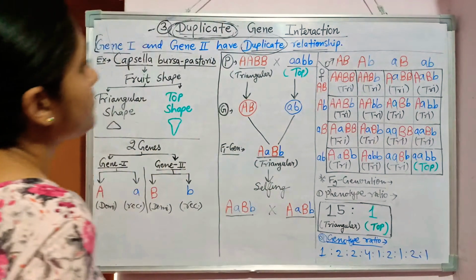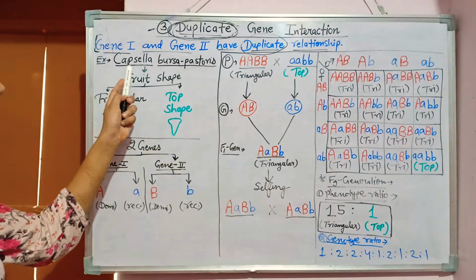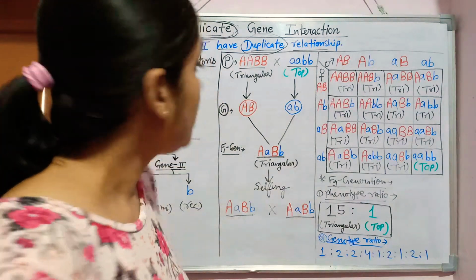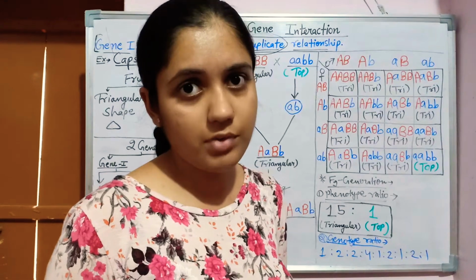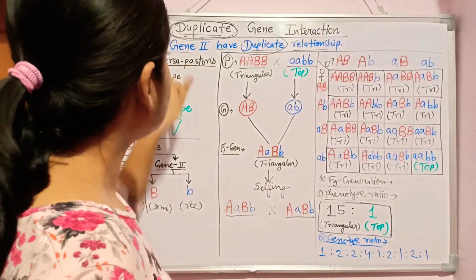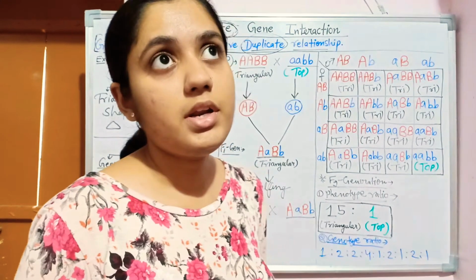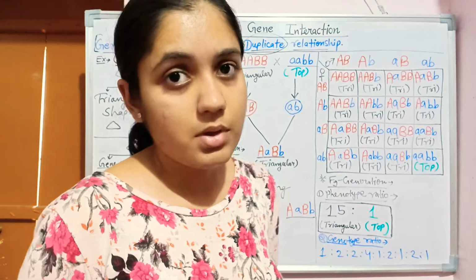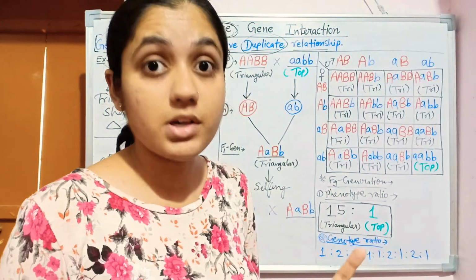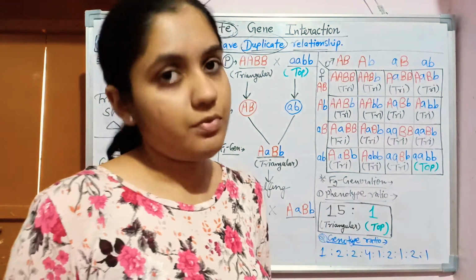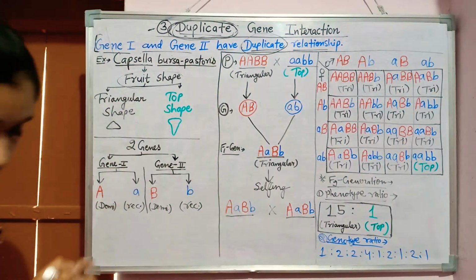Here you can see it in the example of Capsella bursa-pastoris. This plant belongs to the family Brassicaceae, the mustard family. Its common name is shepherd's purse, because its fruit is mostly triangular, flat, and purse-like. So it is known as the shepherd's purse. Here the character taken is the fruit shape.